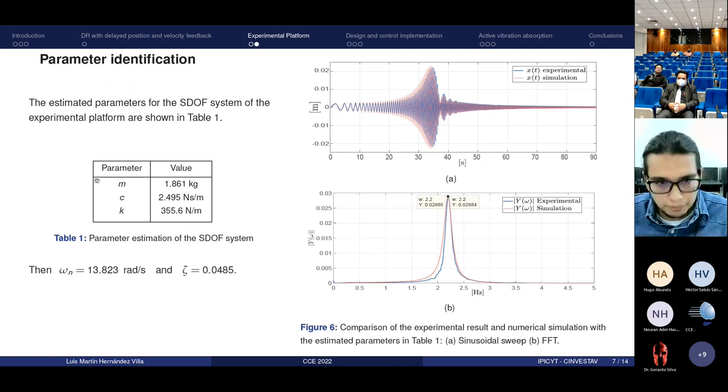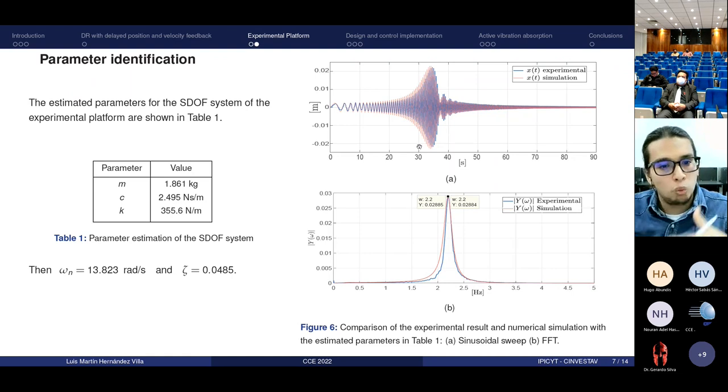First, we proceed to identify the real parameters of the experimental platform. For identifying the stiffness constant, we apply step functions of different magnitudes and measure the displacement. Then from the obtained data, we estimate the constant k. For identifying the natural frequency and damping ratio, we apply a sinusoidal sweep from 0 to 6 Hz during 90 seconds. From the obtained data, we estimated the parameters by using the peak picking method. The estimated parameters can be seen in table 1. In figure 6, we can observe the comparison of the experimental results and numerical simulation for these parameters. We can see how the simulated model fits quite well with the experimental data.